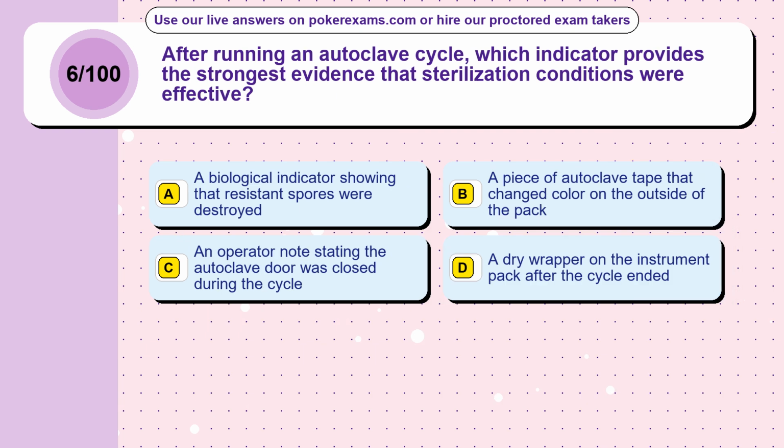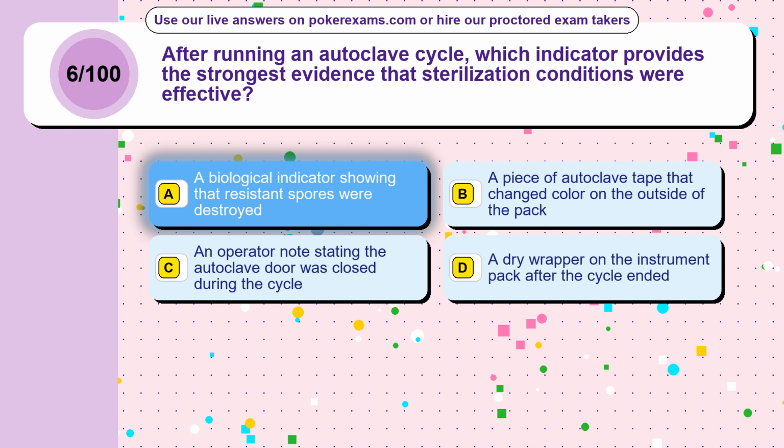Question 6. After running an autoclave cycle, which indicator provides the strongest evidence that sterilization conditions were effective? Option A. A biological indicator showing that resistant spores were destroyed. Option B. A piece of autoclave tape that changed color on the outside of the pack. Option C. An operator note stating the autoclave door was closed during the cycle. Option D. A dry wrapper on the instrument pack after the cycle ended.